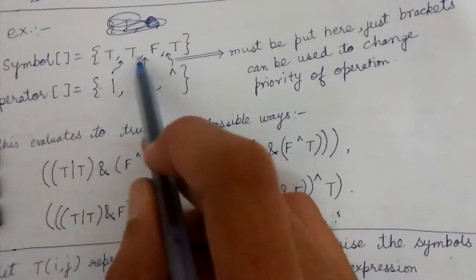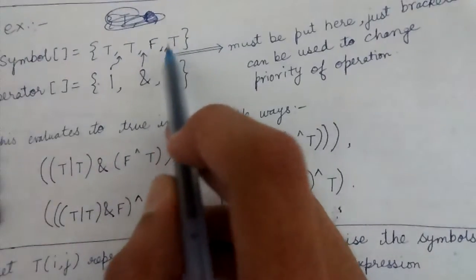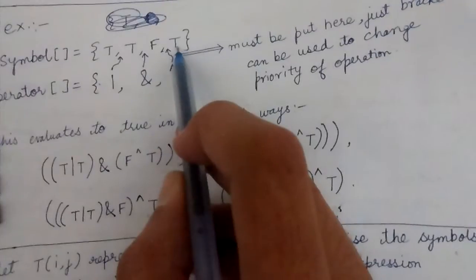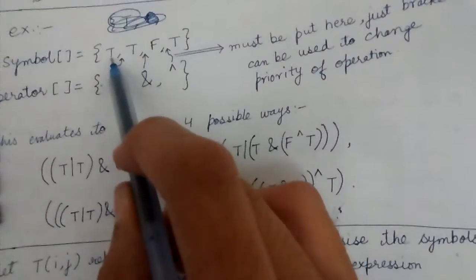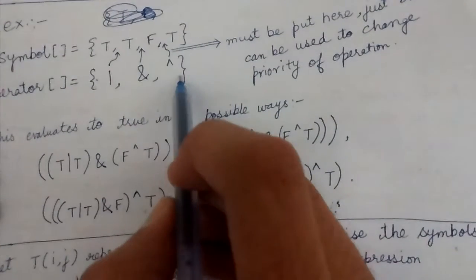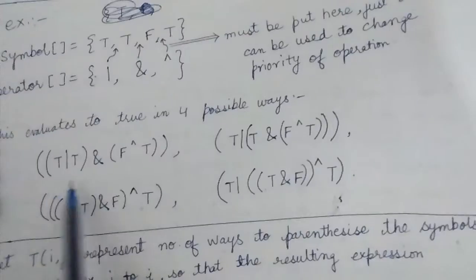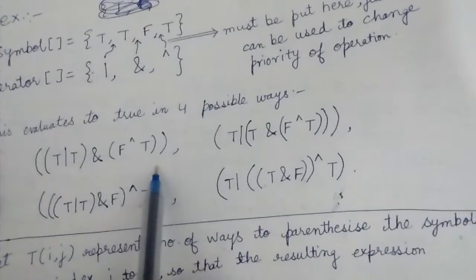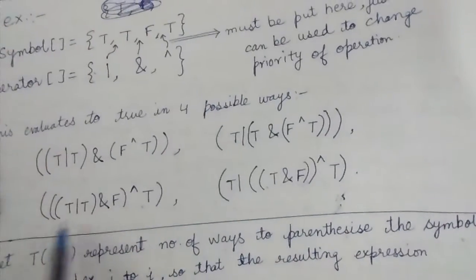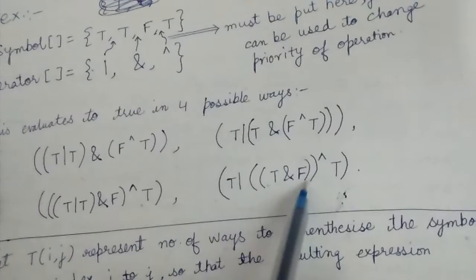This AND must be placed between this true and this false, the first and the second element, and this XOR must be placed between false and true. So we can't change any order. So these must come in this order, these must come in this order, and these must be placed between them. So true or true and false XOR true, repeated four times.